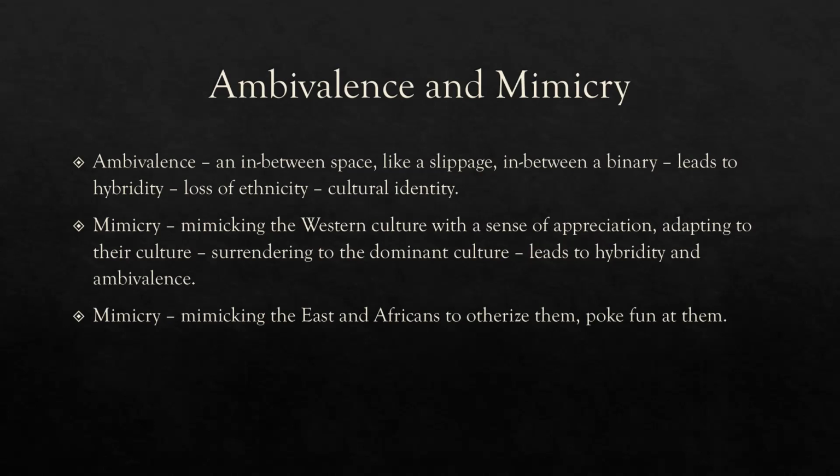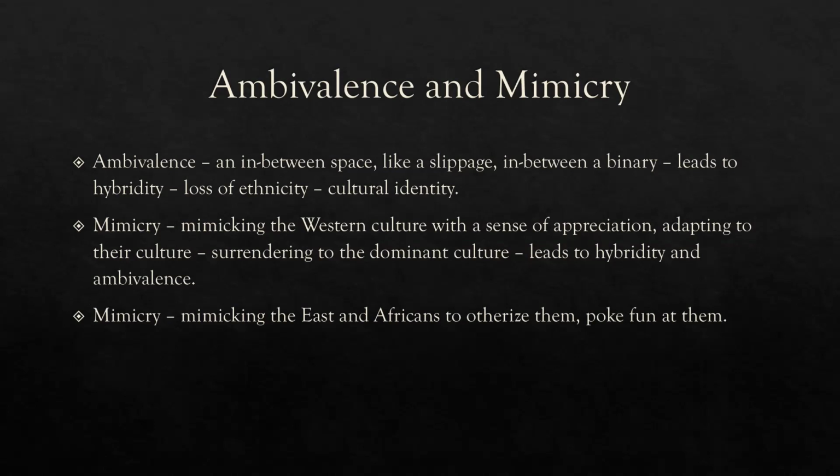So diasporic people are actually living in an ambivalent space. Okay, now next comes mimicry. So those who mimic, they are also in an ambivalent space, either knowingly or unknowingly. So I have distinguished between two types of mimicry.